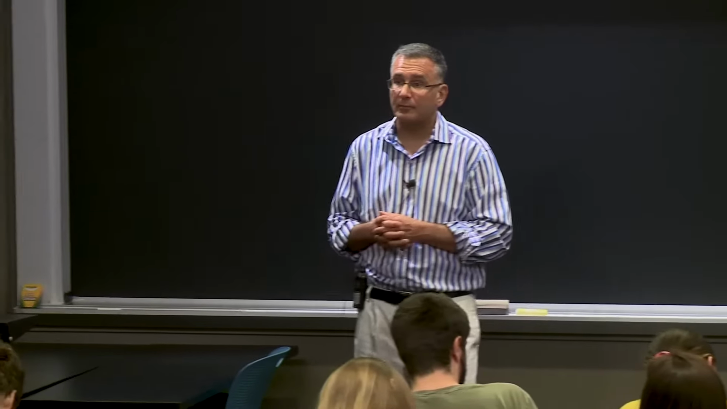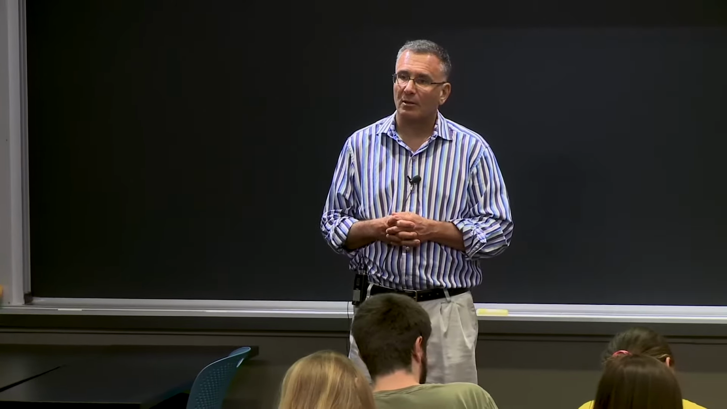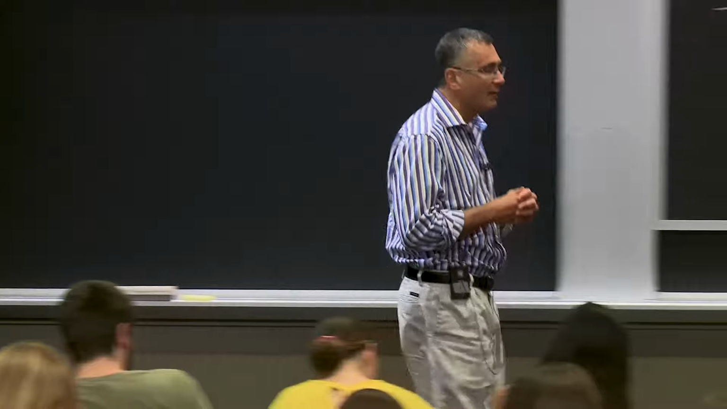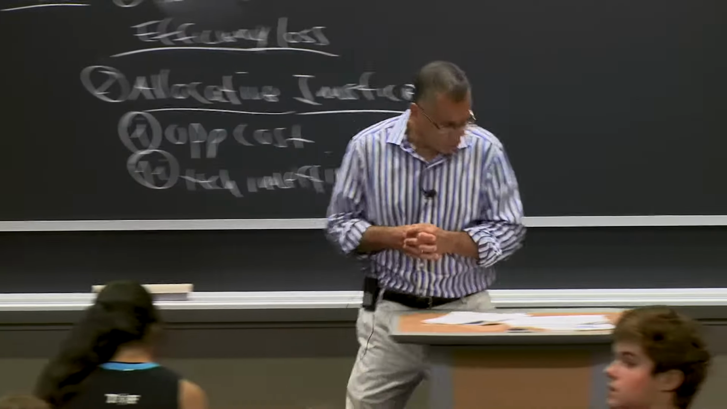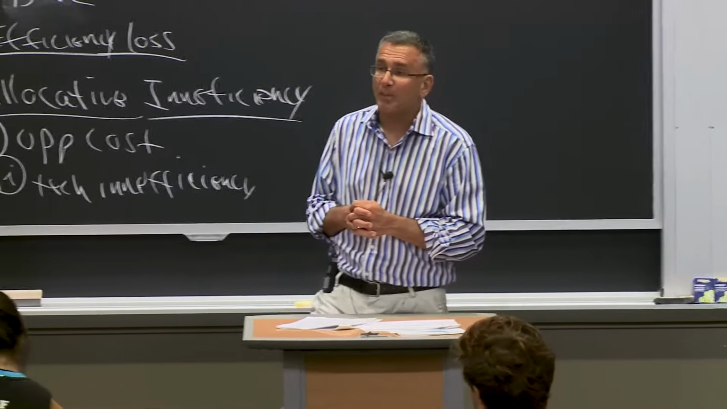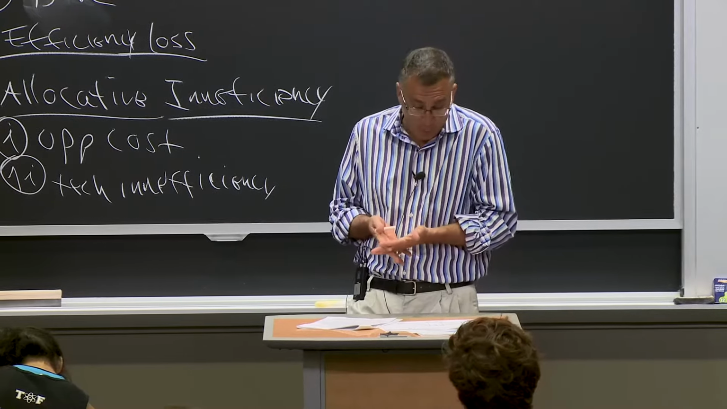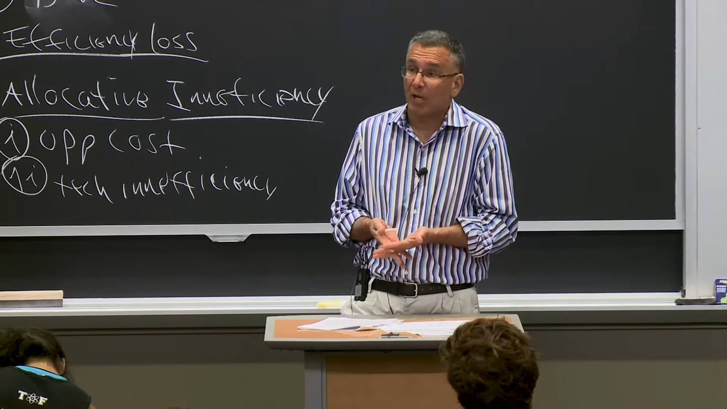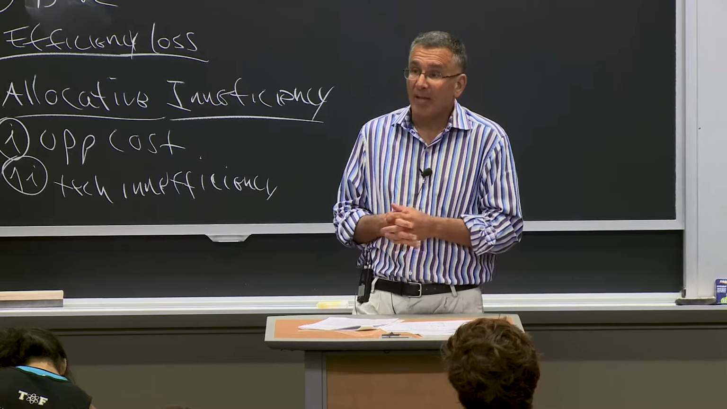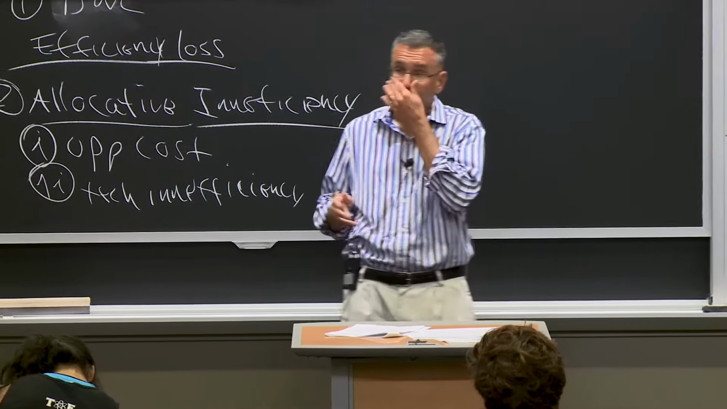Yeah? Is the excess of demand QS minus QD, or QS minus Q? No, QD minus Q, because we fixed the price at P1. So it's QD minus Q. Since we fixed the price at P1, people want, what's the demand at that price? QD. What's supply at that price? QS. So that's the excess demand.